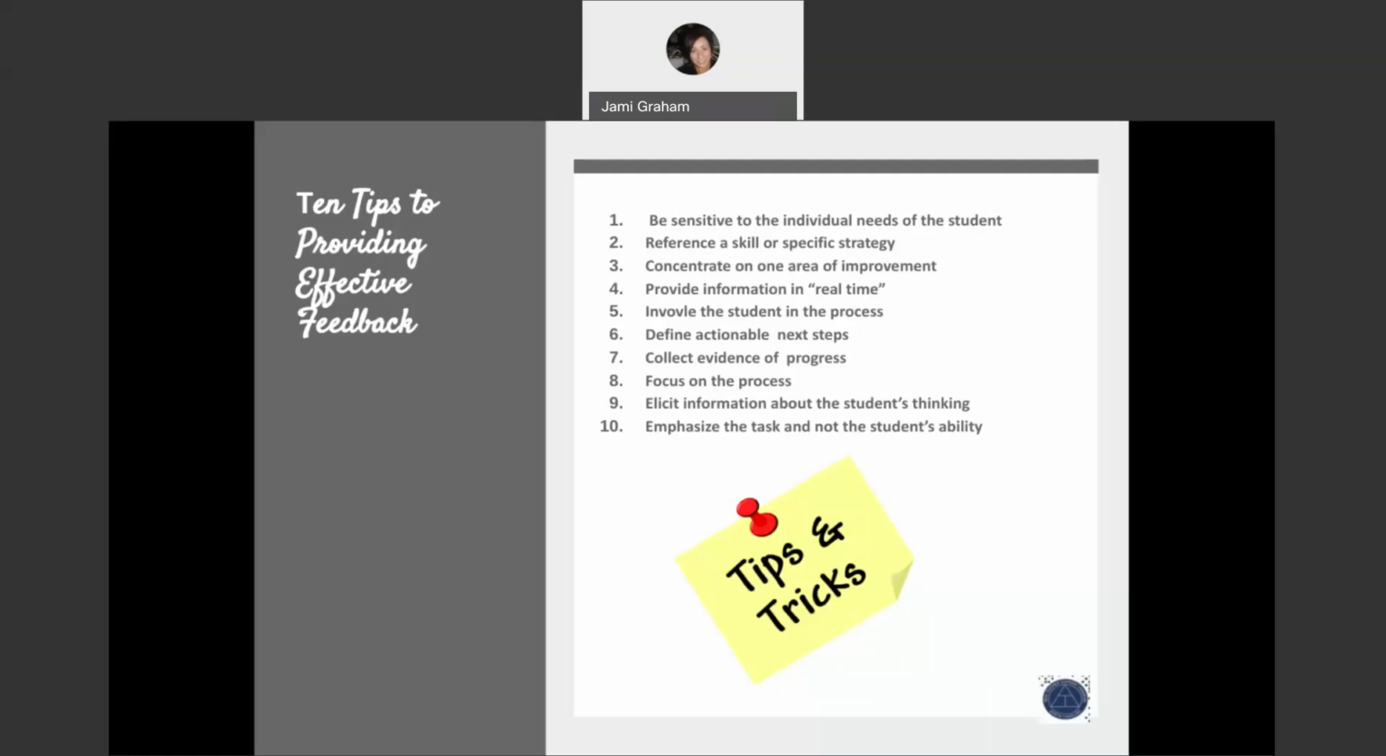Very important. Number 7, collect evidence of progress. We saw that in Austin's drafts in the video. Number 8, focus on the process. Number 9, elicit information about the student's thinking, that collaboration, that understanding. And last but not least, number 10, emphasize the task and not the student's ability.